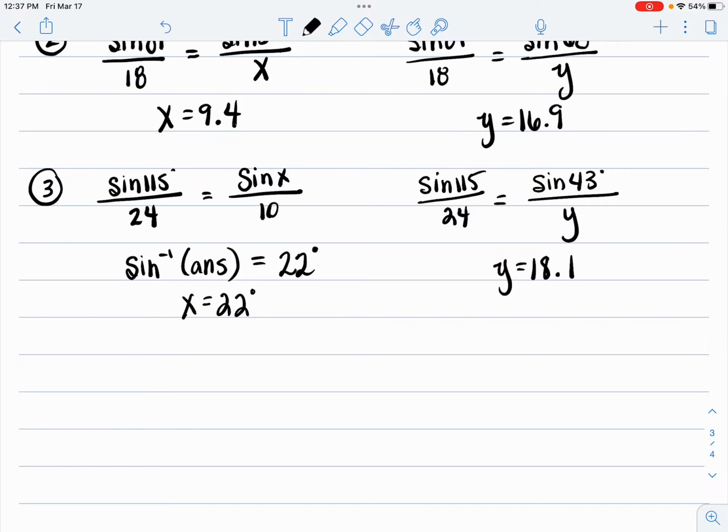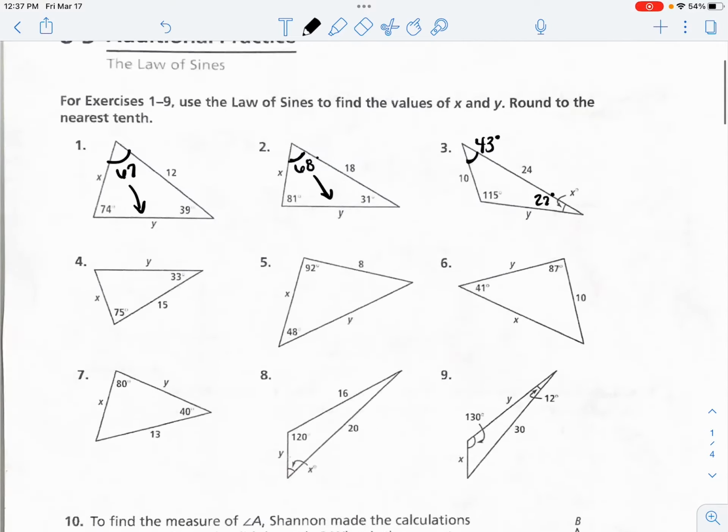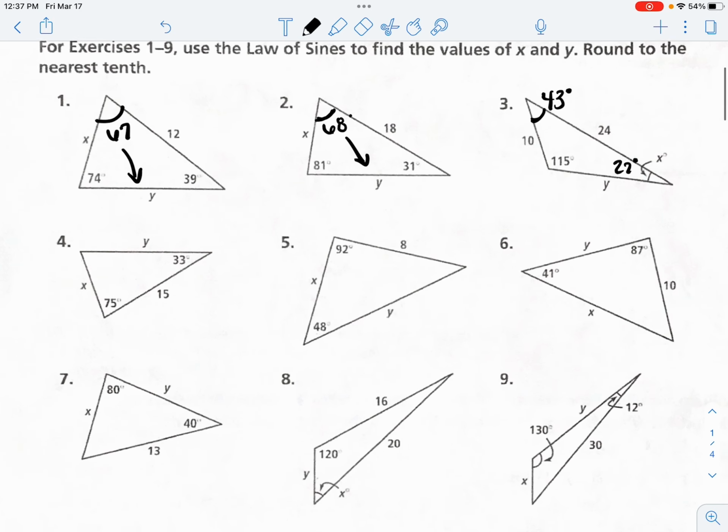So, all right, now number 4. I'm going to come up here to the picture for a quick second. Number 4, notice how I don't have an angle side pair immediately. But I can find this angle right here, right? Like we have done now. This will be the 4th time on this piece of paper alone. It's 72. Like you get 72 degrees for this angle.